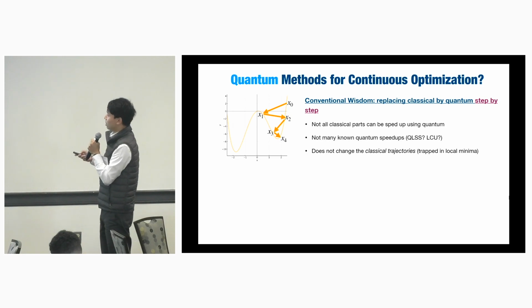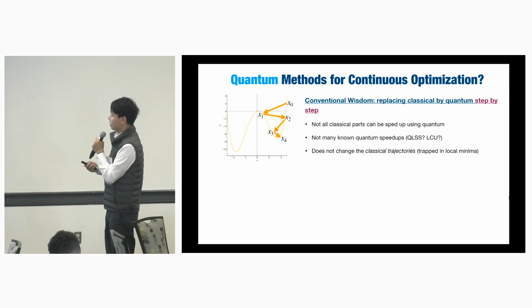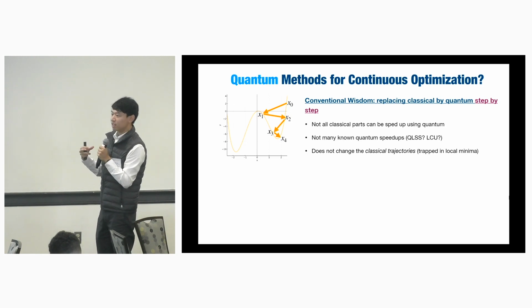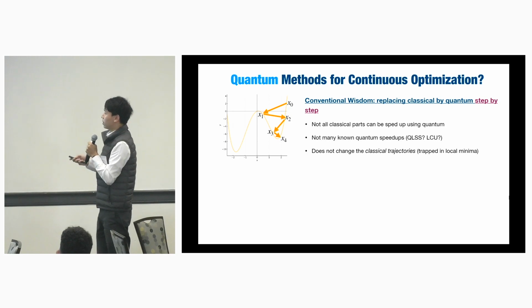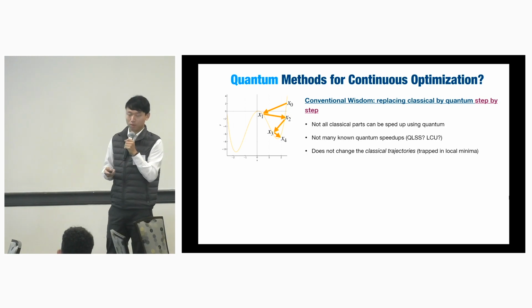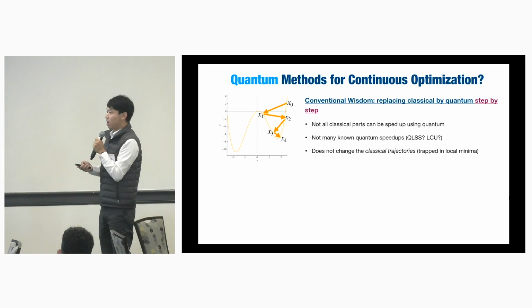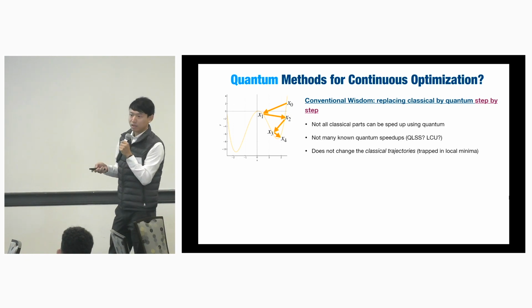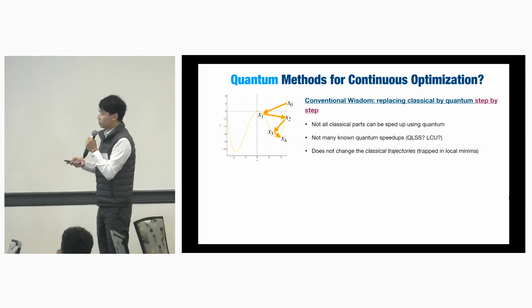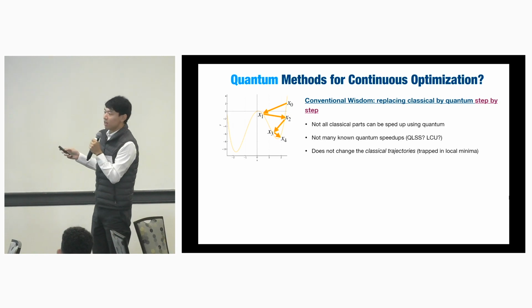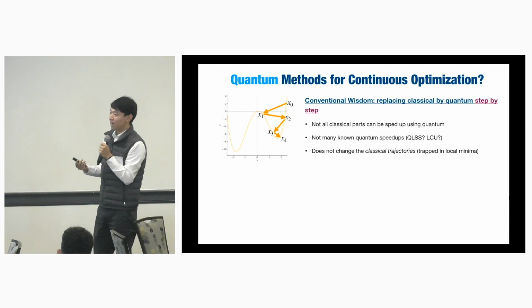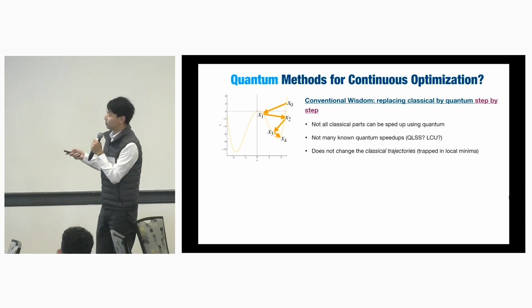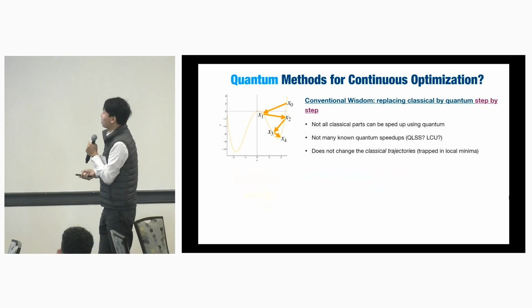But the problem here is that not all the classical parts in those classical algorithms can be sped up using quantum, because quantum algorithms are a limited subset of all the algorithms we know, and we don't have a lot of known quantum subroutines that can give you provable quantum speedups. And another even more serious issue here is, even if we can speed up this classical iterative search, the trajectory is still pretty classical, which means if you happen to start from a bad initial guess, even using this quantum computer, you cannot find a good global solution. You just make this whole process asymptotically faster.